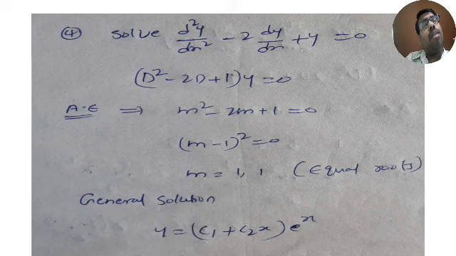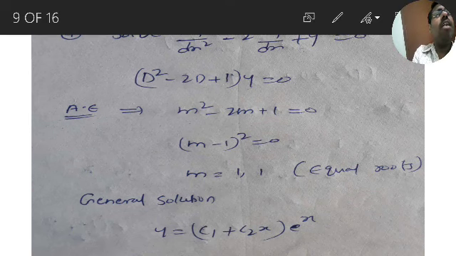D is equal to capital D is d by dx. Capital D square is d square by dx square. Substitute: D square minus 2D plus 1 of y is equal to 0. So that is general form to operator form. Now operator form to auxiliary equation.